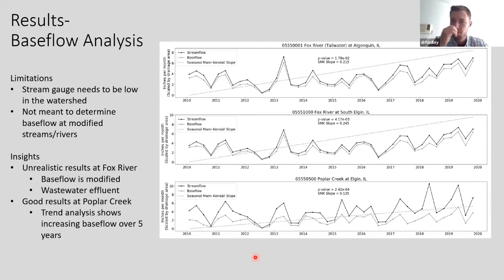But in general, what to pay attention to is the baseflow at Poplar Creek, because we had very good results for it, and the results of the Mann-Kendall slope is positive. So it's telling us that the baseflow is increasing through time.